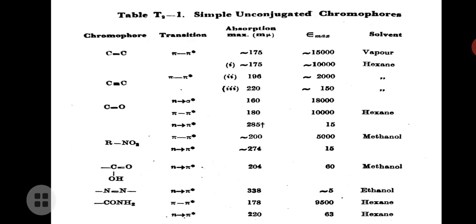When the aromatic nucleus is substituted with groups which can extend the chromophore, the absorption occurs at still higher values of extinction coefficients. Some of the chromophores with their respective absorption maxima and extinction coefficients are given in this table. So just have a look. In detail, the chromophores, the transitions, absorption max and Emax values are written in this table.